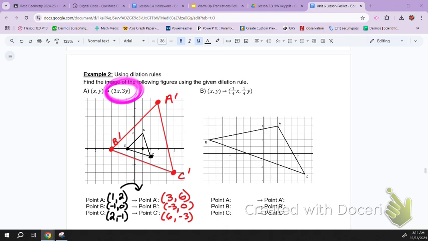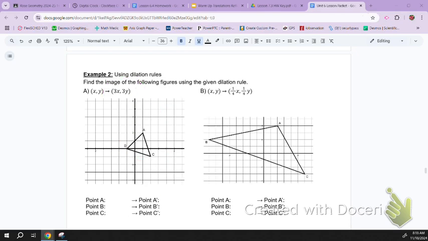Can you take a second? Graph it on your paper. Make sure you have the points and the new shape.